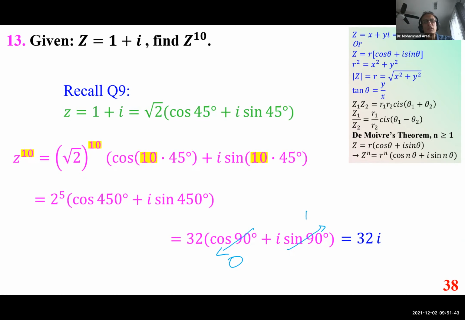So that's dealing with powers for complex numbers, known as De Moivre's theorem.